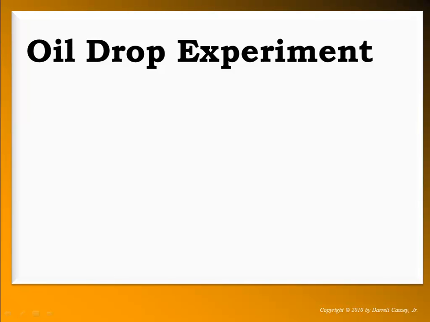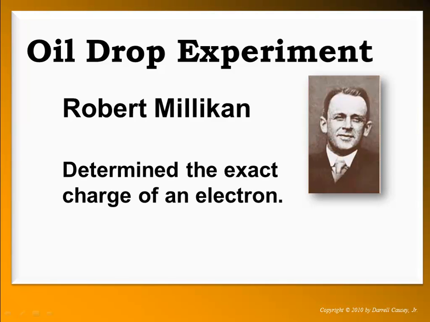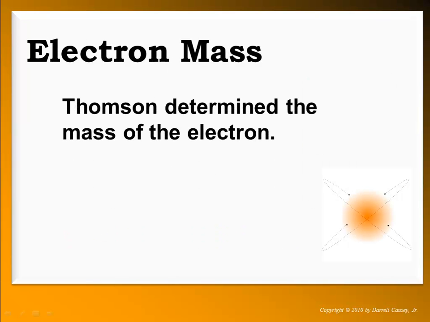Well, that leads us to the oil drop experiment. Robert Millikan performed the oil drop experiment. You can look that up on the internet or Google Robert Millikan or oil drop experiment and read up on that. But he performed the oil drop experiment and determined the exact charge of the electron. Now this was important because by determining the exact charge of the electron, J.J. Thomson, who had already figured out the charge to mass ratio, could then mathematically take the charge to mass ratio and the charge of the electron, multiply them together, and get the electron mass. And he found it to be 9.109 times 10 to the negative 31 kilograms.